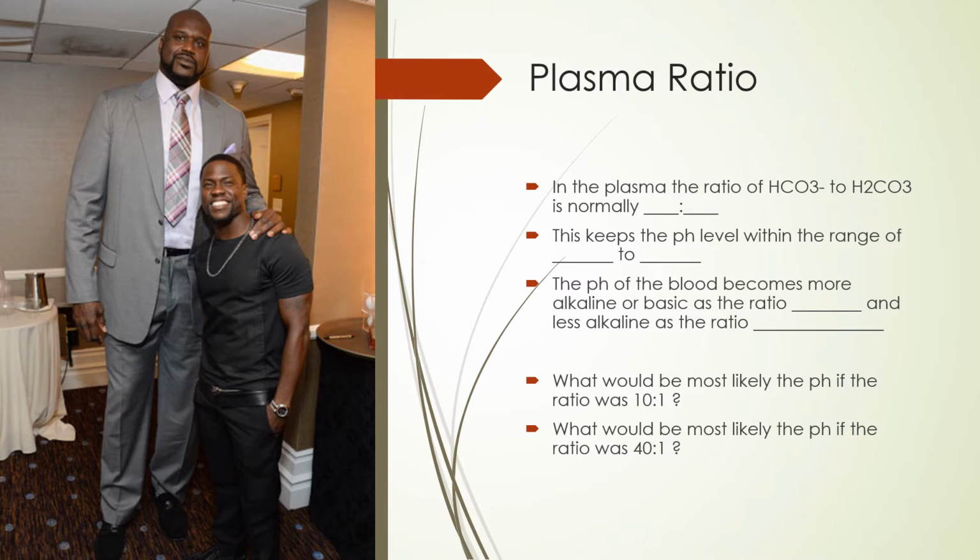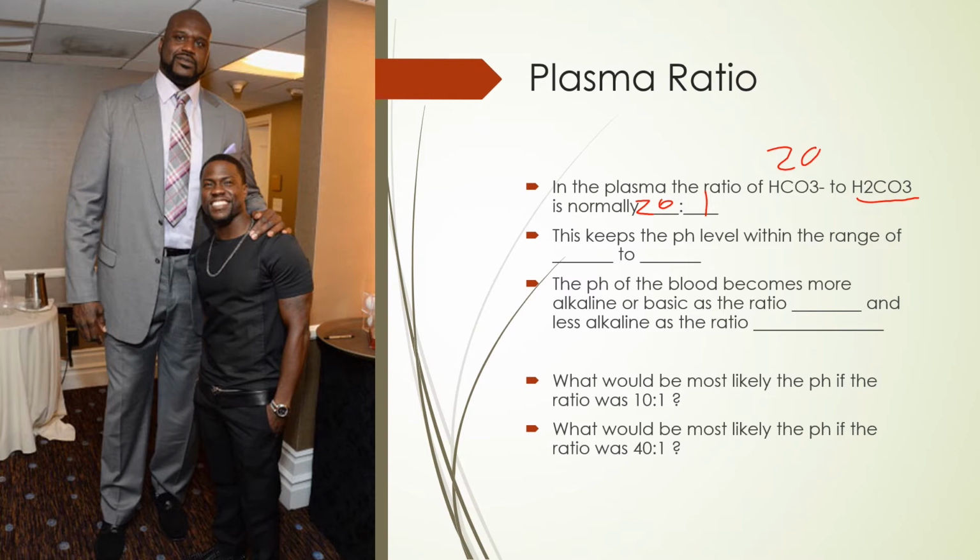Let's talk about the plasma ratio. In the plasma, the ratio of bicarb to carbonic acid is normally 20 to 1, something you probably covered in chemistry. This means for every 1 of acid, we need to buffer it with 20 of bicarb. That's a crazy amount of buffering that we have to do for 1 of acid. So that's why we need this. This relationship is abnormal.